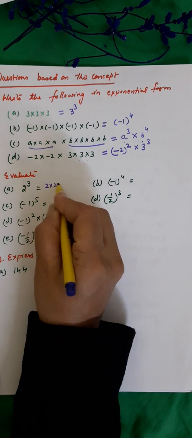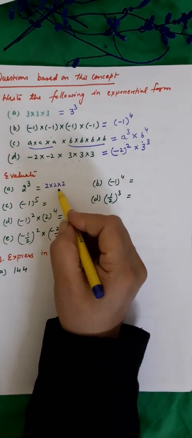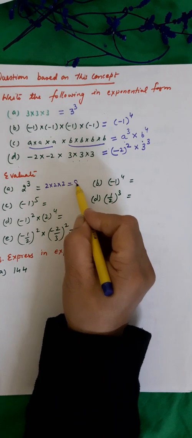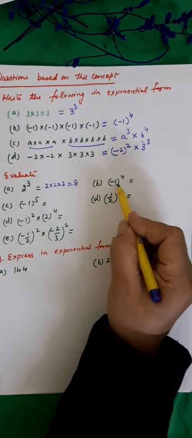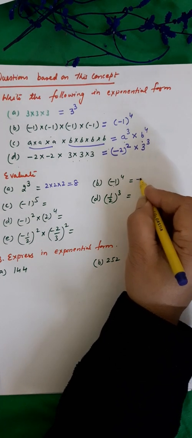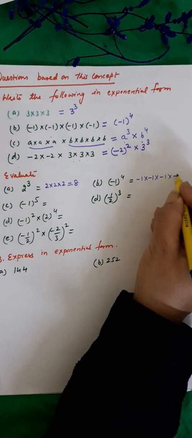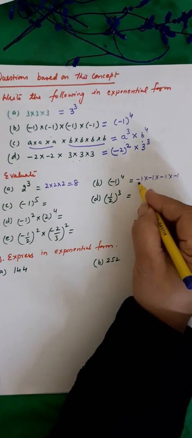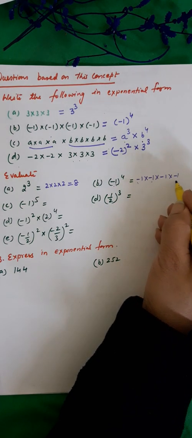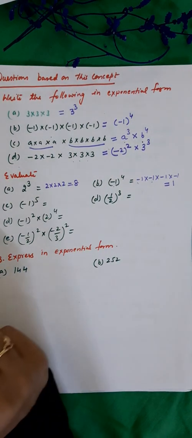2 into 2 into 2. You can do it orally also, mentally also you can do. So this will become 8. Minus 1 raised to the power 4. This would be what? Minus 1 into minus 1 into minus 1 into minus 1. So minus and minus will become plus. Again here minus and minus will become plus. So the answer is going to be 1.